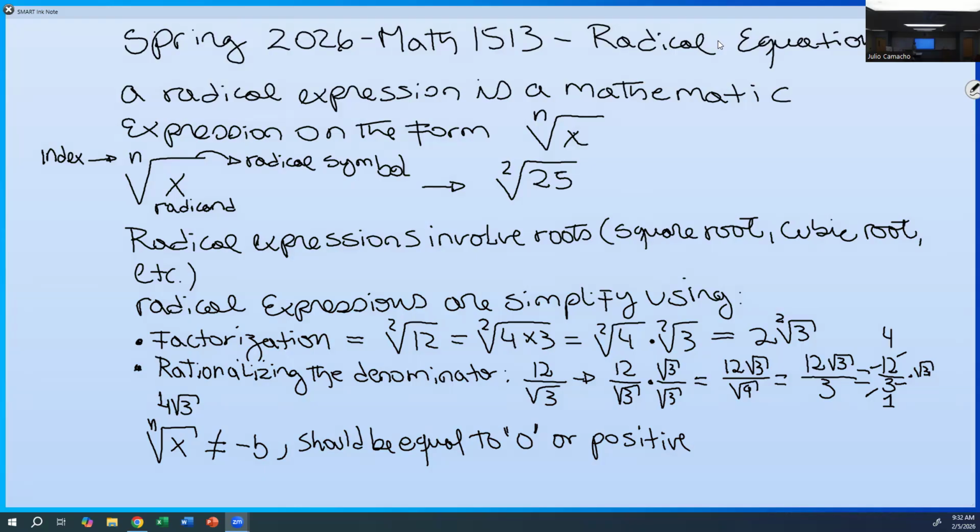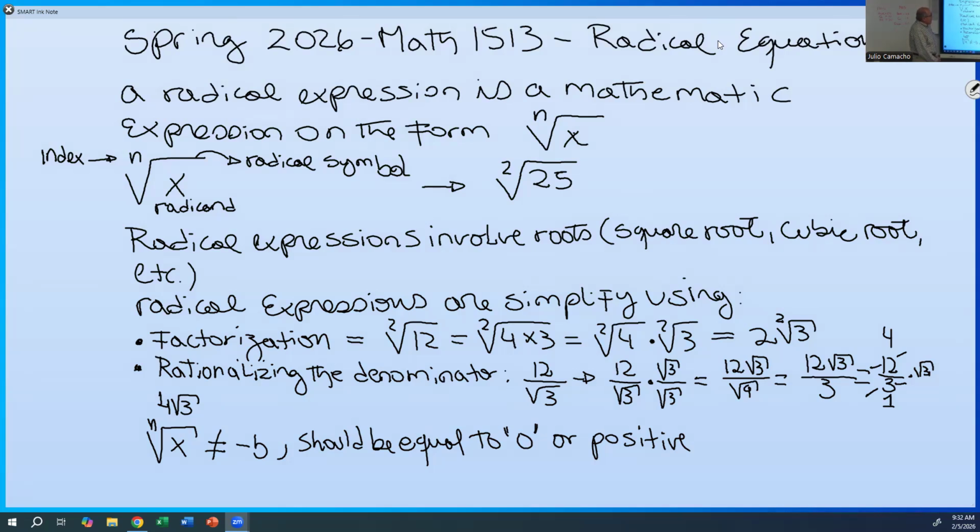Well, today we are going to study radical equations. So what are radical equations? A radical equation is any algebraic or mathematical equation that involves an expression in the form of the nth root of x. Any equation that involves the square root or the cubic root.